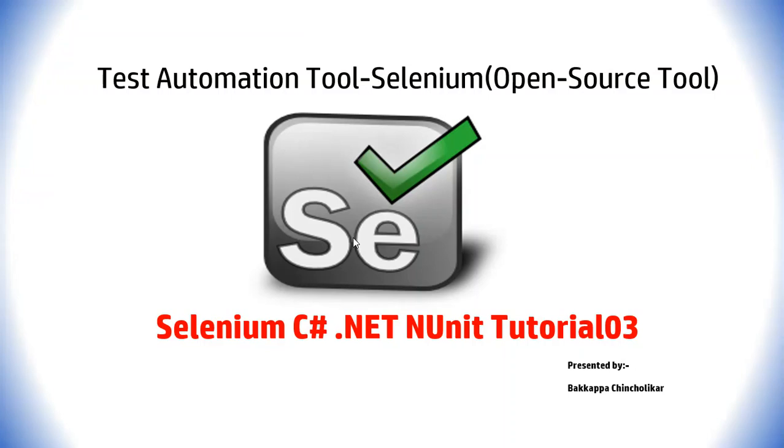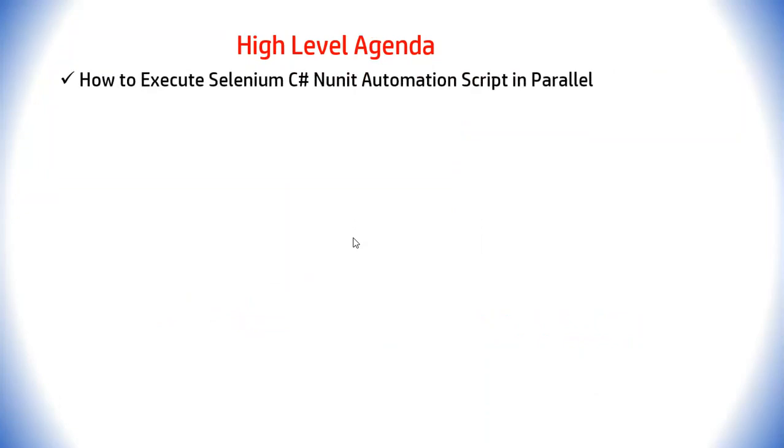In this Selenium C Sharp NUnit tutorial, the high level agenda for today is how to execute Selenium C Sharp NUnit automation script in parallel. Then we'll discuss what is the order attribute. Then we'll discuss the ignore attribute. Basically, the first point, how to execute Selenium C Sharp NUnit automation script in parallel, is with respect to parallel testing.